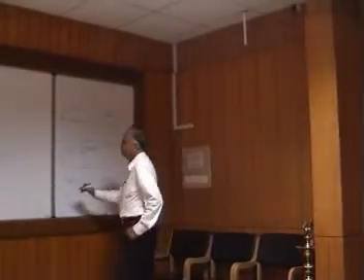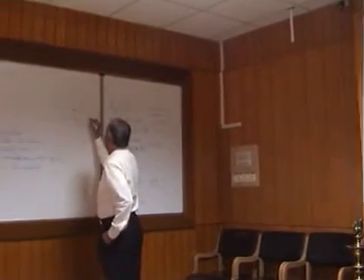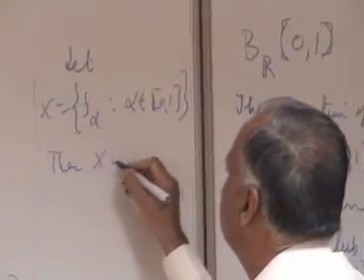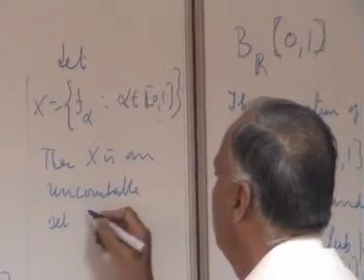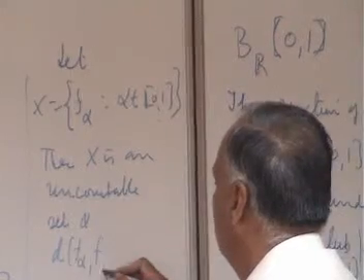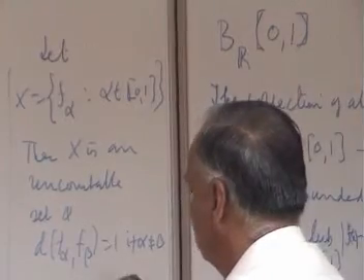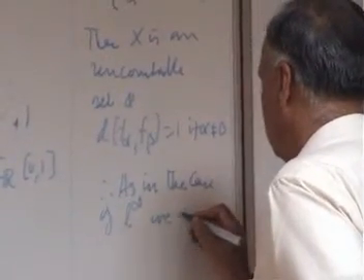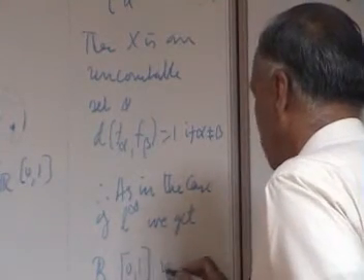Okay. So let X be the set of all f alpha that we get from each alpha. Then X is an uncountable set and d(f alpha, f beta) equals 1 if alpha is not equal to beta. Therefore, as in the case of L infinity, this is non-separable.